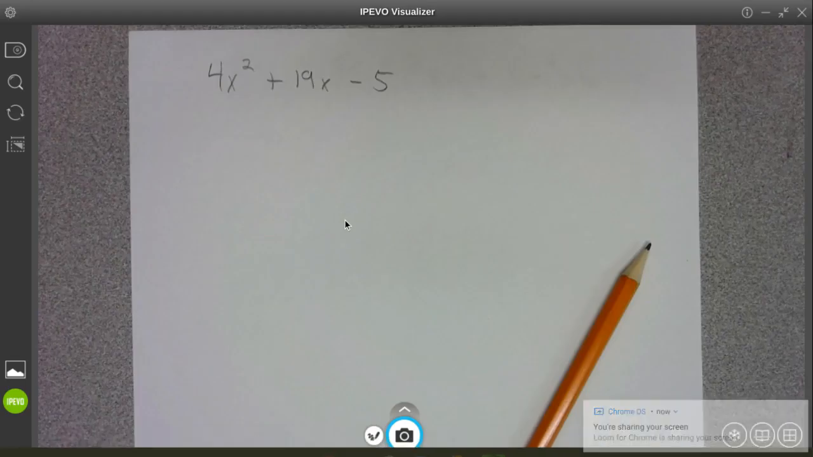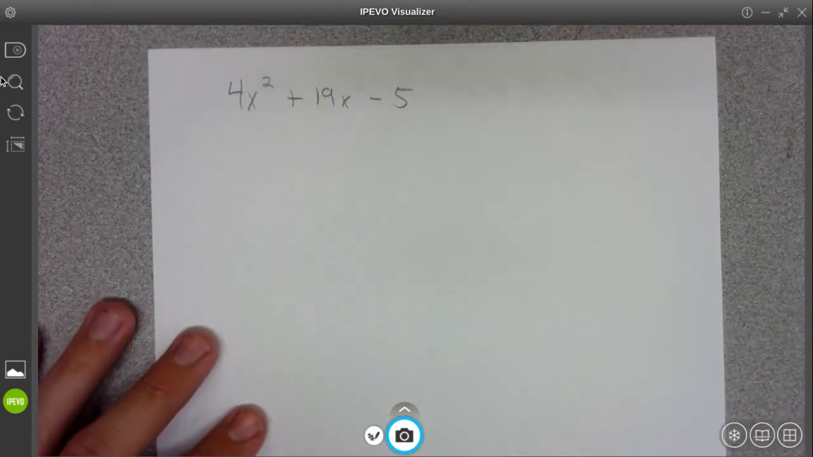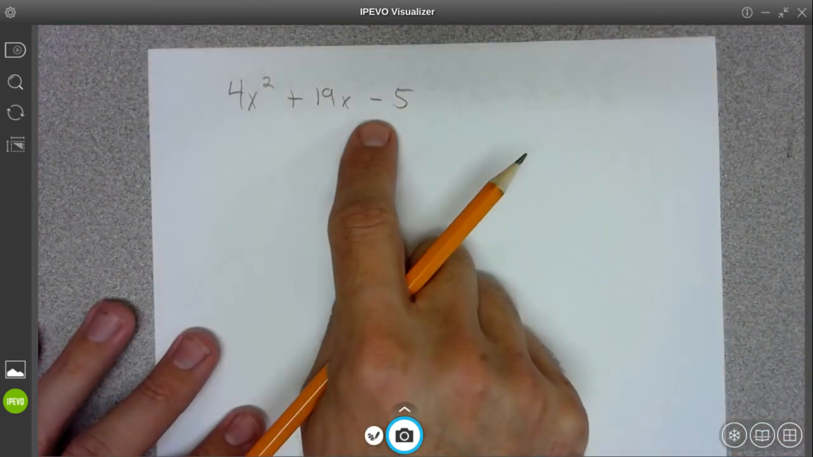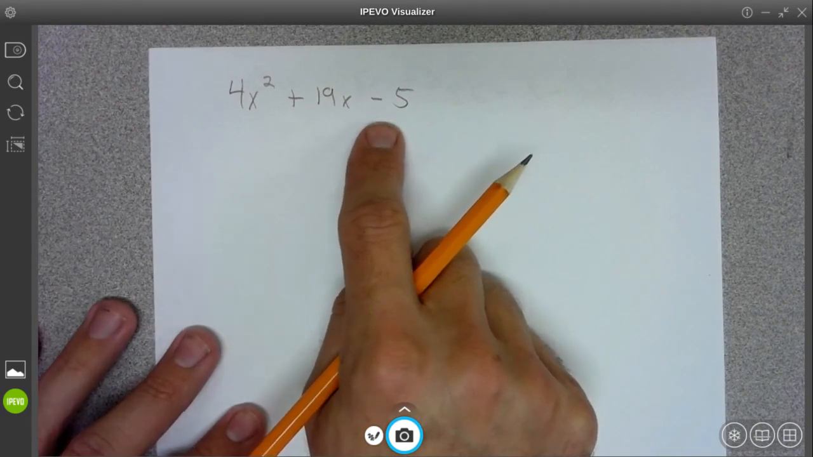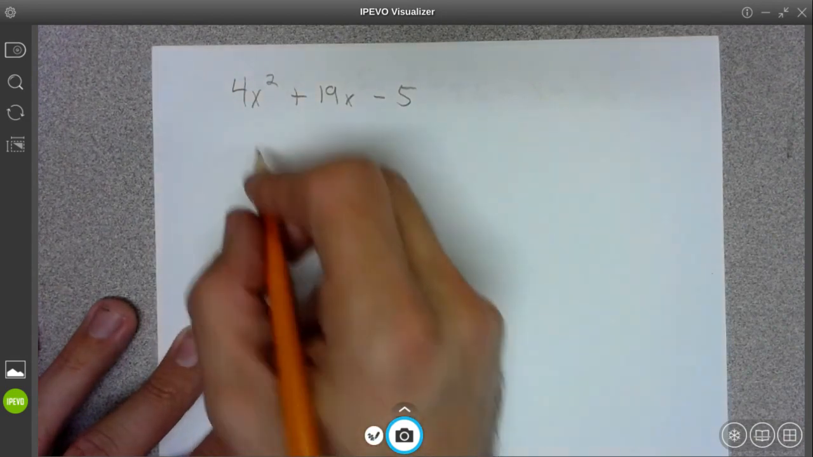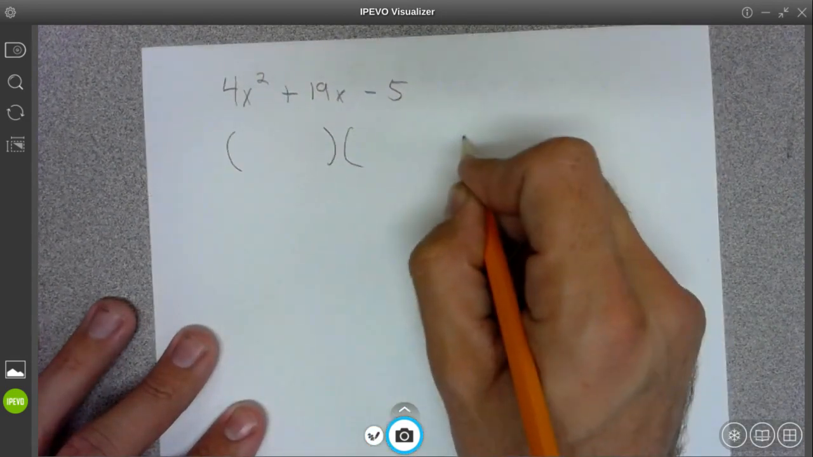All right, back to my method from high school. Notice on this one, because there's a negative for our C term, we're going to have different signs. That's what's going to make this a little bit more complicated. We're going to have more options to choose from here.